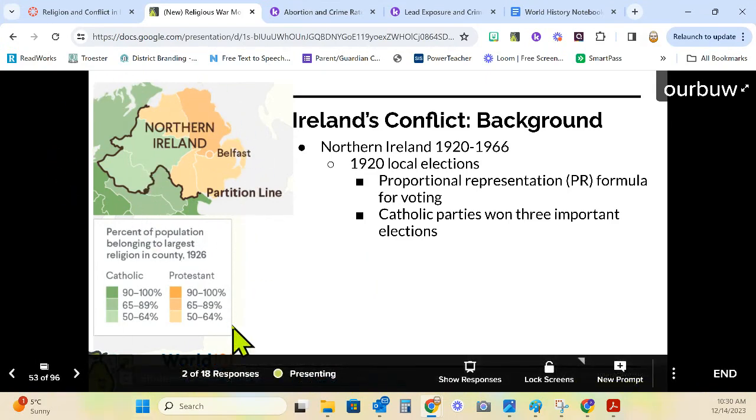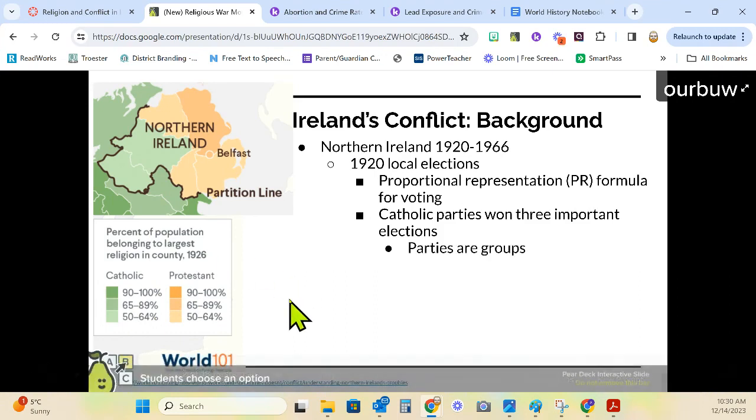This little map here kind of shows us the Protestant Catholic breakdown in Northern Ireland. So we do have in most of these areas, it is majority Protestant. But in at least a third of the area of Northern Ireland, Catholics are a majority. So they should be winning somewhere. But it seems they won 3 important elections the Protestants didn't want them to win.